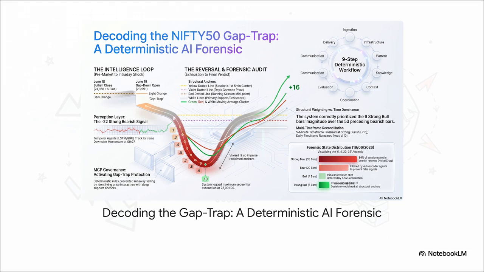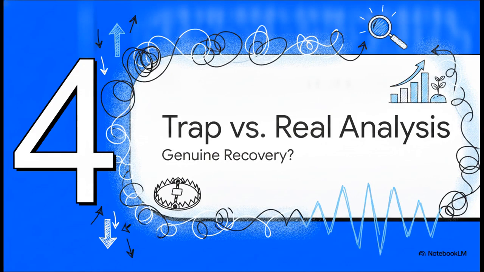structural anchors. The system correctly prioritized the magnitude of the 6 strong bull bars at the end of the day over the 53 preceding bearish bars. It's a stunning representation of how noise filtration and autoencoders stop false breakdown signals, allowing the true, winning regime to emerge from all that morning chaos. Which brings us to Section 4, Trap versus Real Analysis.